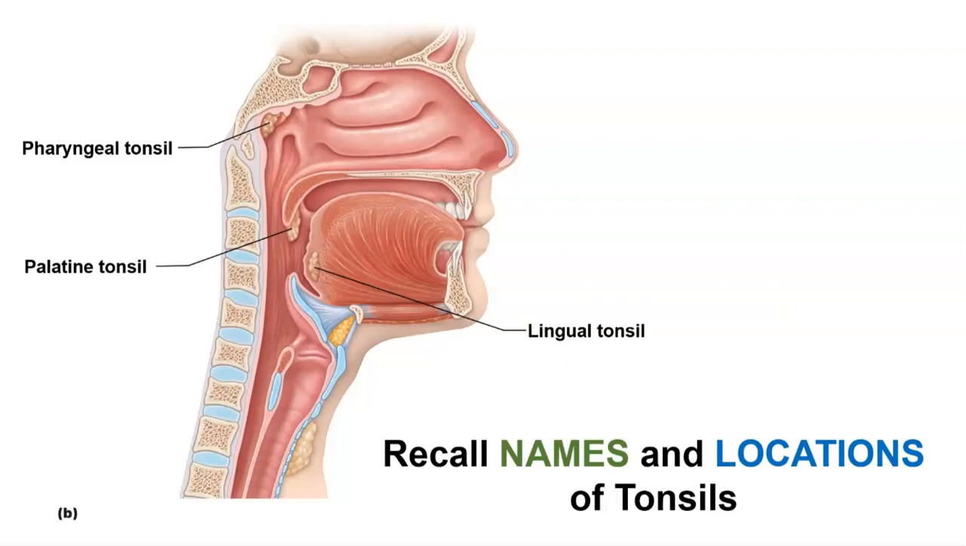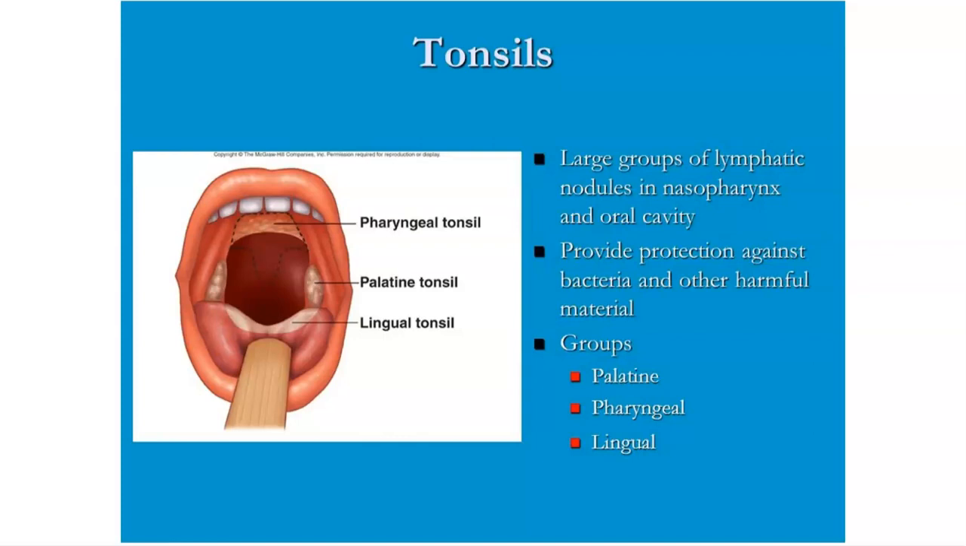Also found within the nasopharynx and the oropharynx are the tonsils. The pharyngeal tonsil is located in the nasopharynx, and the palatine tonsils are located on the left and right sides of the uvula, near the soft palate, so kind of at the border between the oral cavity and the oropharynx. And the lingual tonsil is located at the posterior base of the tongue. So the tonsils collectively are clusters of lymphatic tissues that function to trap pathogens like bacteria and destroy them before they enter the rest of the body.